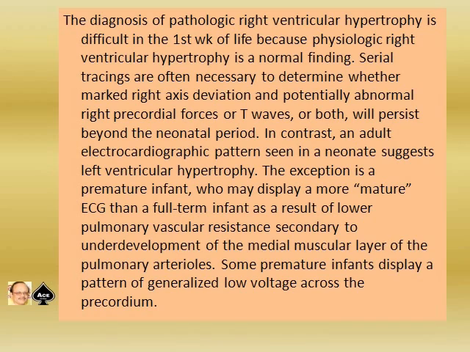Diagnosis of pathologic right ventricular hypertrophy is difficult in the first week of life because physiologic right ventricular hypertrophy is a normal finding. Serial tracings are often necessary to determine whether marked right axis deviation and potentially abnormal right precordial forces or T waves or both will persist beyond the neonatal period. In contrast, an adult ECG pattern seen in a neonate suggests left ventricular hypertrophy. The exception is a premature infant who may display a more adult pattern of ECG, what's called a mature pattern, than a full-term infant as a result of lower pulmonary vascular resistance in the premature baby, which is secondary to the underdevelopment of the medial muscular layer of the pulmonary arterioles. Some premature infants display a pattern of generalized low voltage across the precordium. So diagnosis of right ventricular hypertrophy in the first week is difficult, so a series of tracings are needed.